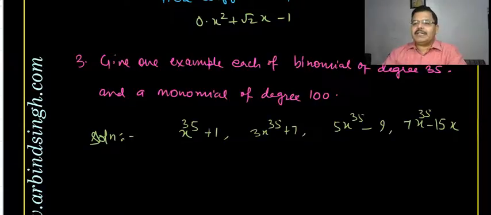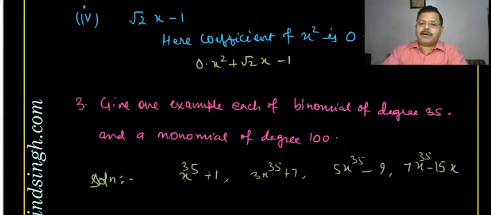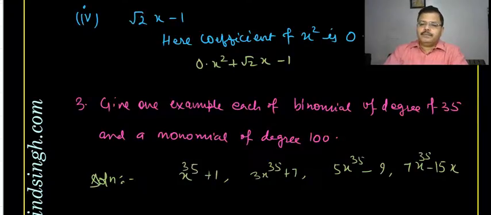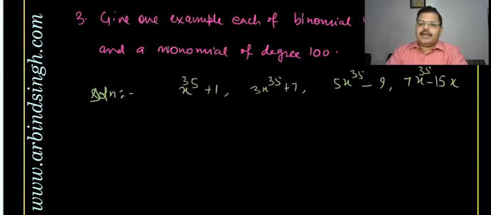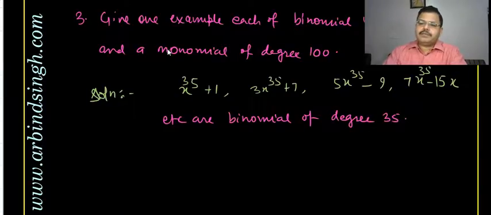And the degree must be the highest power. What is degree? Degree is the highest power of the polynomial. So that is why we will write the highest power as 35, degree 35. Any one of these binomials can be written. You have to give one example. I have given four examples. Binomial of degree 35, right? Now the next one is a monomial, having only one term, of degree 100.